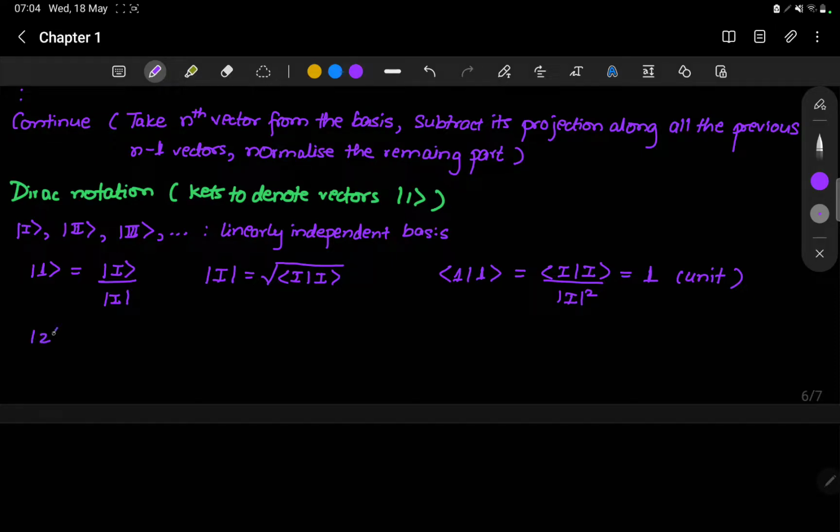So for the second vector, what do we have? We take the second vector and then subtract its projection along the first. So this is the projection along the first. We are taking the projection along the first vector and subtracting it from the second vector.